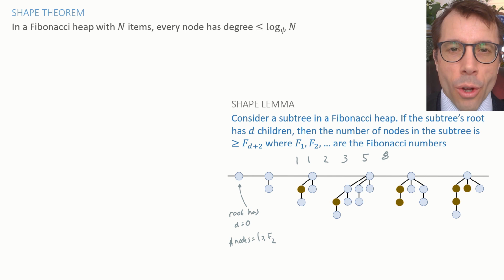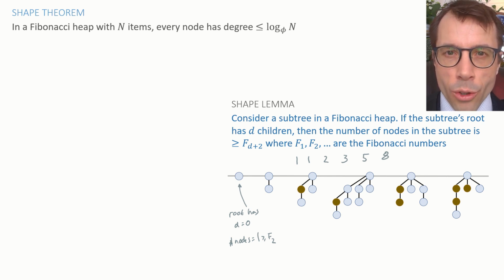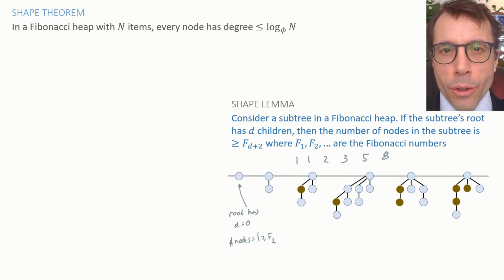Take this singleton node. This singleton node has degree 0. The tree rooted at this node is just the node itself, so the size of the tree is 1. And the theorem says the size should be above or equal to F of 0 plus 2, i.e. F2, which is 1. So yes, the lemma did work here.